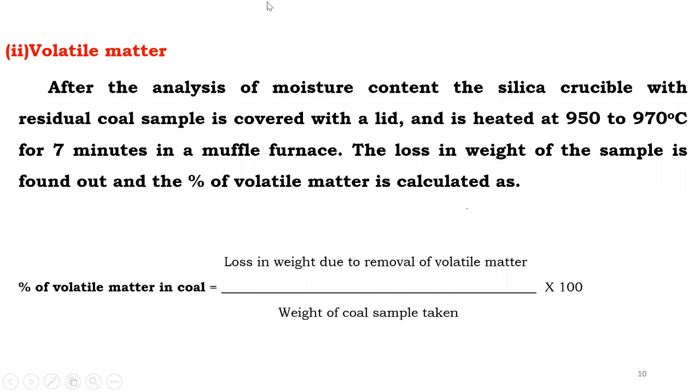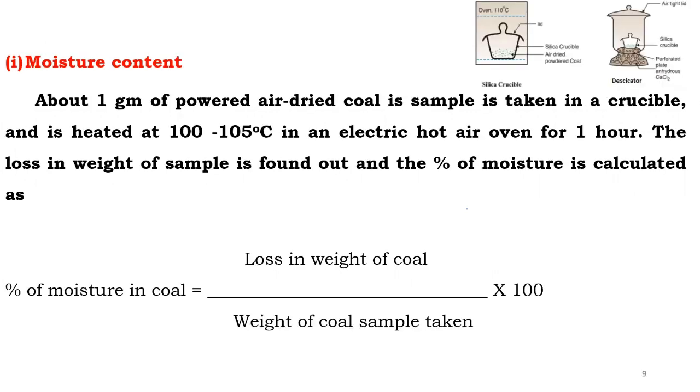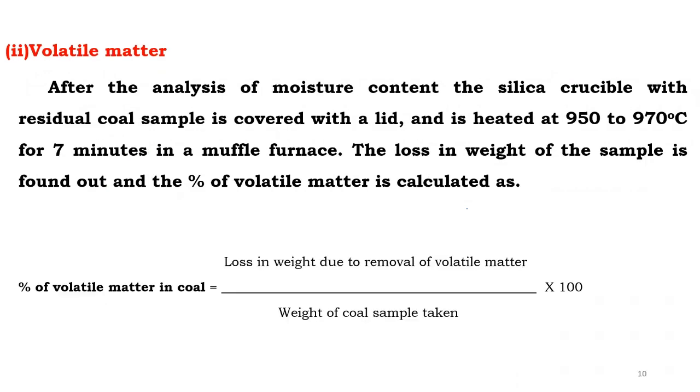So this is volatile matter. How do we analyze the volatile matter? We have to take the sample from which we have already removed the water percentage. That sample we have to take, which is now only 0.8 grams. After the analysis of moisture content, the silica crucible with the residual coal sample is covered with a lid and heated at 950 to 970 degrees centigrade for 7 minutes in a muffle furnace.